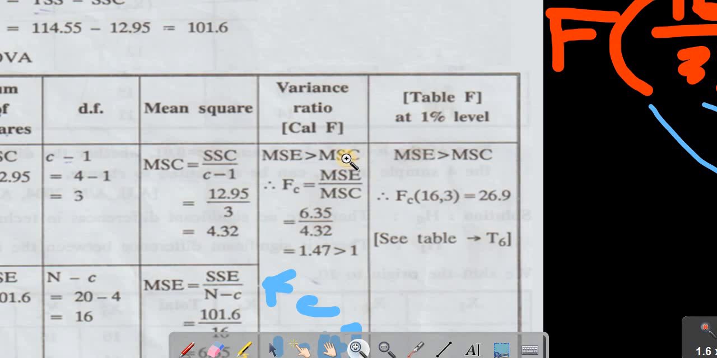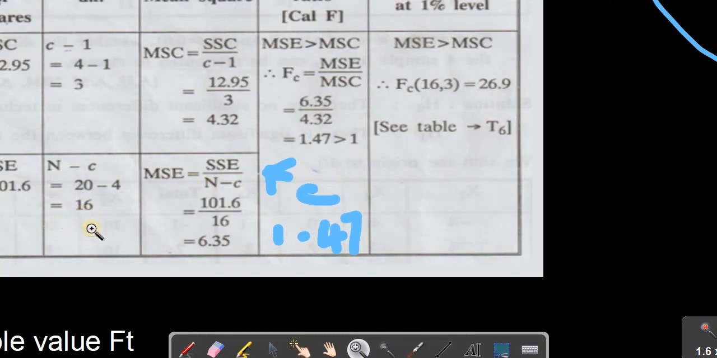Remember, look at this particular fraction. The numerator is MSE, its degrees of freedom we have to write first. So MSE is here, its degrees of freedom is 16. So you are writing 16 here. Now come to the denominator MSC, its degrees of freedom is 3. That you have to write here. Okay. So for this we have to find out the table value.